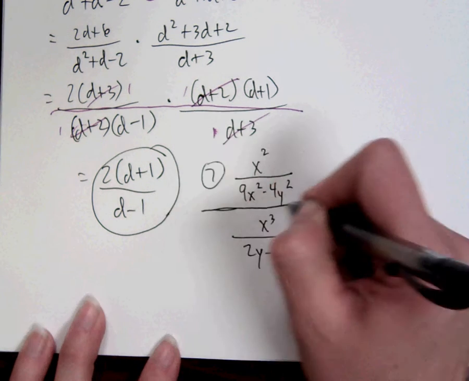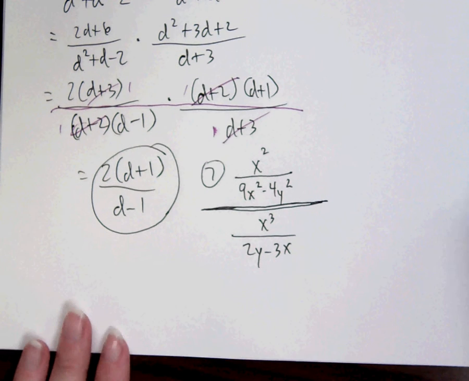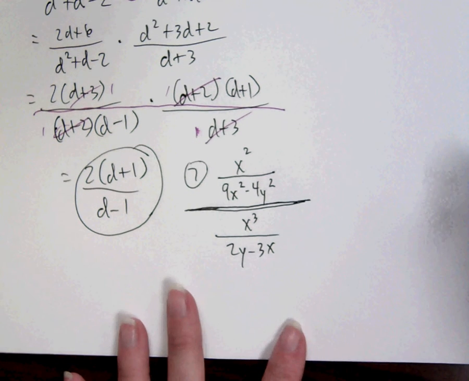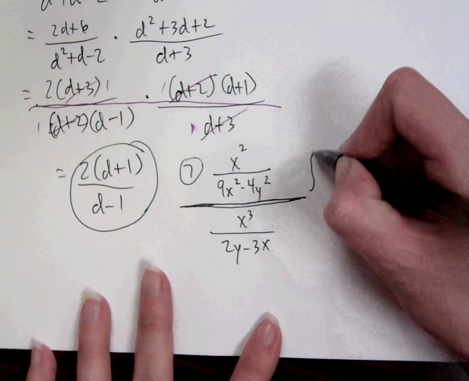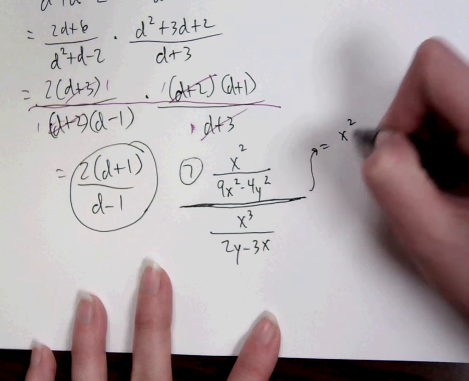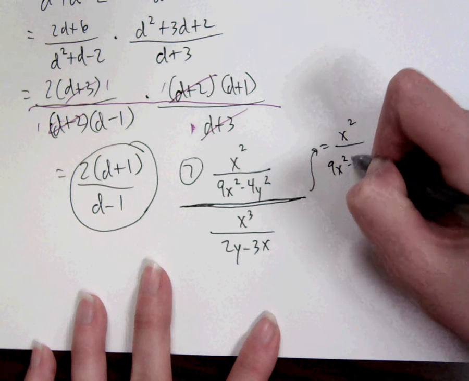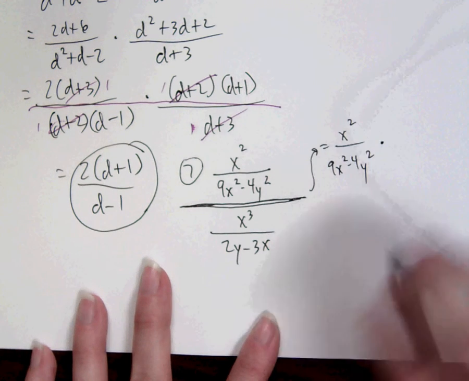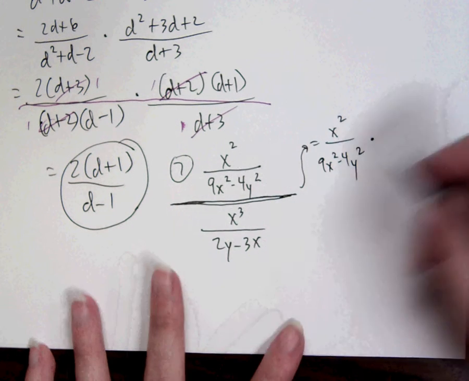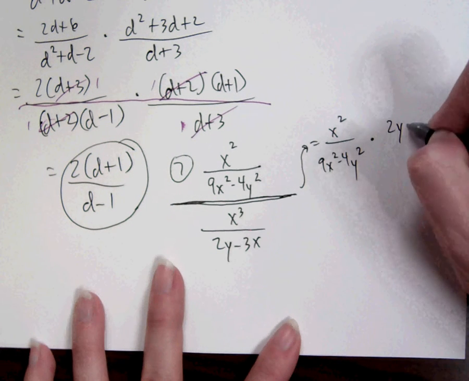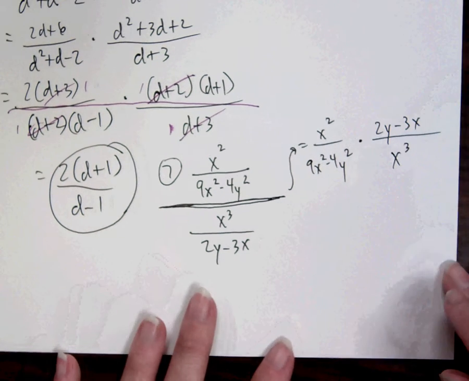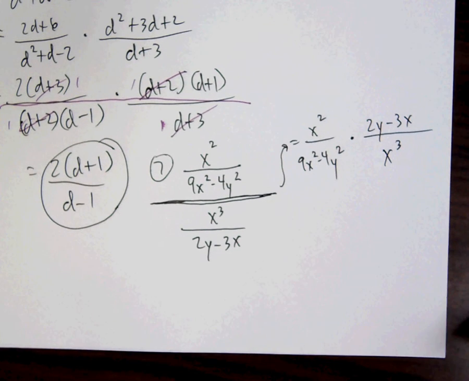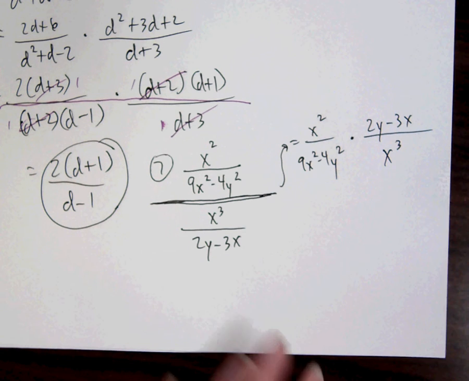Like this is the big division bar, right? So it's the same kind of stuff. It's just dividing. So if I rewrite it as multiplying by the reciprocal, since it's division, I go up here, then I've got x squared over 9x squared minus 4y squared times the reciprocal. So I've got to switch this one around: 2y minus 3x all over x to the third. Okay, so it was one big division problem. I multiplied by the reciprocal.